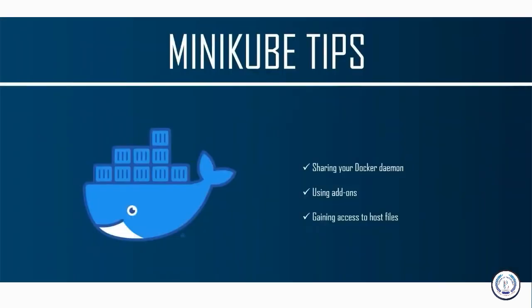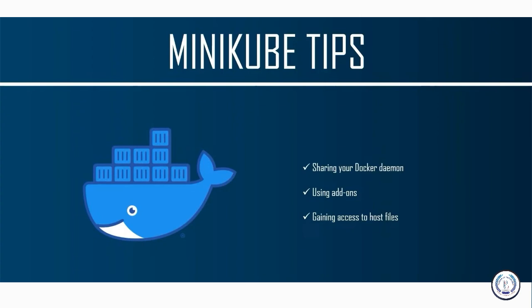So once you have Minikube up and running, the following tips can really help you get the most from the environment. First one is sharing your Docker daemon. A Docker daemon is included with Minikube. This is the same daemon you use for Docker-only deployments and can be shared between Minikube and Docker. Now, if you share, you can speed up your local tests and make any Docker builds you create available to Minikube.